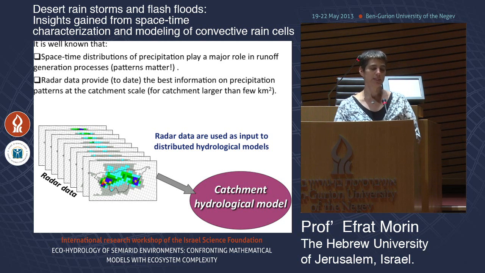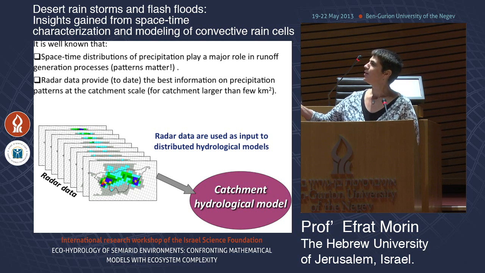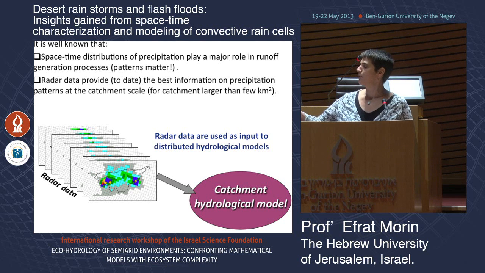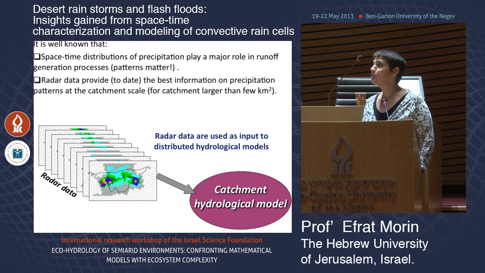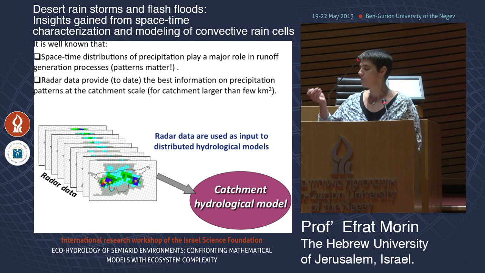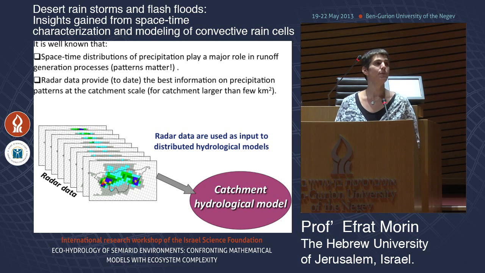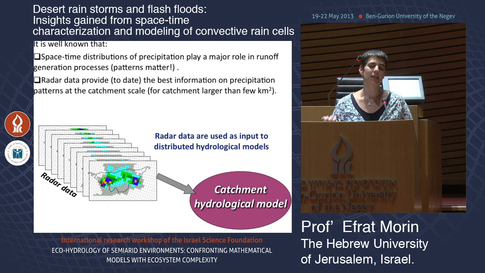Now, what I'm concerned with is that we have many studies, and if we ask ourselves, did we learn anything new about the processes and what happened in the catchments from all these studies, having this very nice representation of precipitation patterns? I'm not so sure what the answer is. What have we learned that is new about the role of patterns on runoff generation processes? We do have better prediction because we have better data, but I'm not sure we really learned anything new.